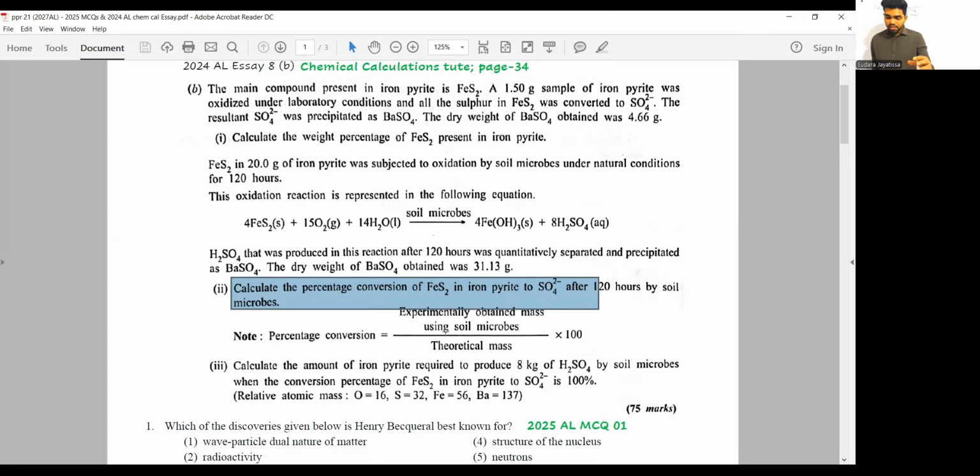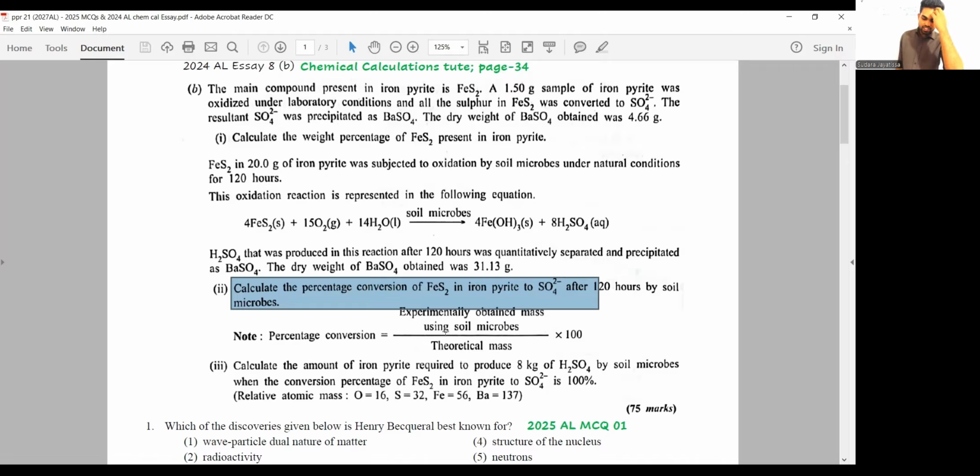Now, it is telling us FeS2 is converted to sulfate. Then the resultant sulfate was precipitated as barium sulfate. That's a common thing we saw in earlier questions. Every time we get sulfate, we precipitate it using barium, and that gives you barium sulfate. Equal moles of barium sulfate are given. Understood? And the dry weight of barium sulfate obtained was 4.66 grams. So that's the data they have given.